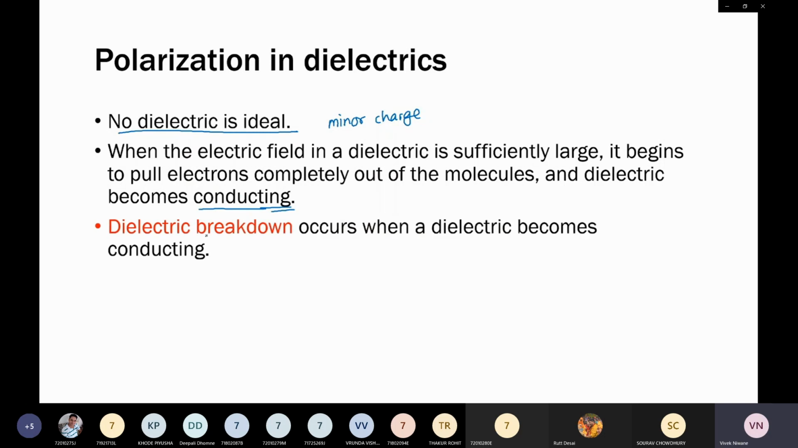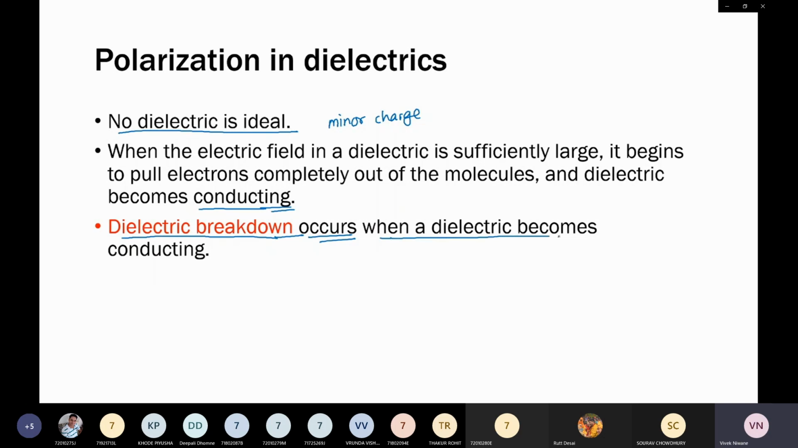Okay, so therefore dielectric breakdown occurs. The charges move from one plate to another plate under the influence of the applied field, and your dielectric medium, in simple words I can say, gets short circuited. And that is called dielectric breakdown.